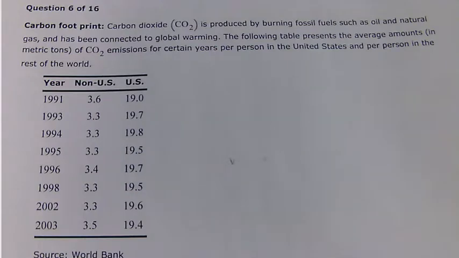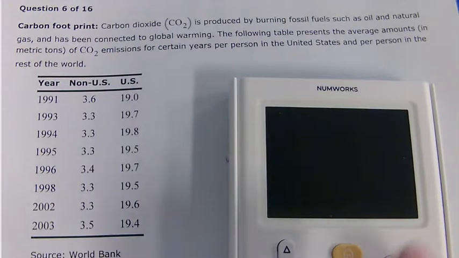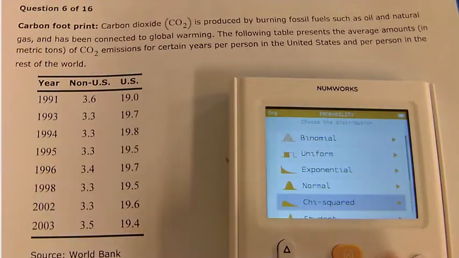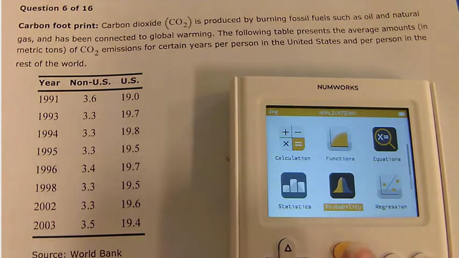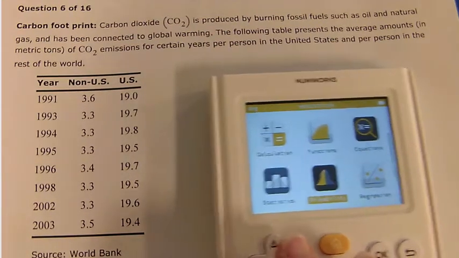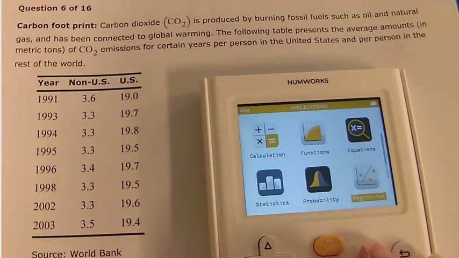the TI-84 to find the correlation coefficient and linear regression of data. But I also wanted to show how you could use the NumWorks calculator to do the same thing. So on this calculator, I'm going to go back to the home screen. All of these are considered regressions because we are finding a best fit for some data.